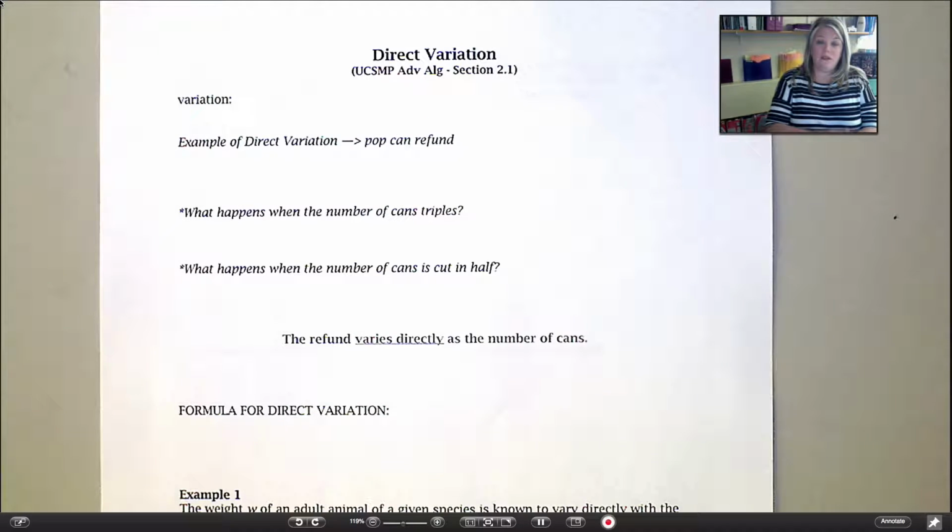So the simplest form of variation is just direct variation. That's the first thing in your notes packet for chapter 2. So without further ado, we'll go ahead and get started on this topic.